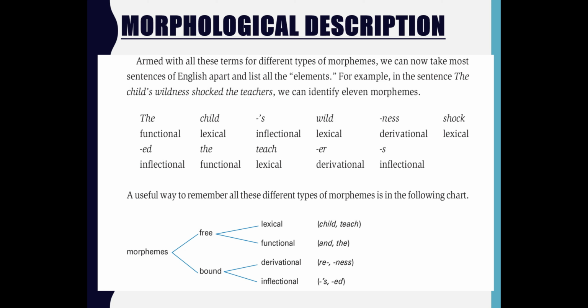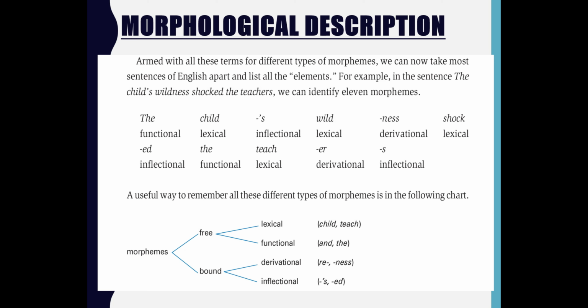خلينا نرجع للسلايد اللي فاتت ونقارن بينها وبين ال ER in quieter. The ER in quieter would be a bound inflectional morpheme. Okay? Not a derivational morpheme. S, to indicate plural of teachers. So it's an inflectional morpheme.